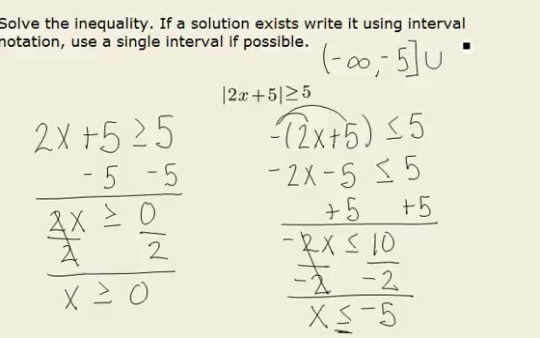And then we have to do the same logic for the other one. We know x can be greater than or equal to 0, so since it can be equal to 0, we'll have a square bracket again, and it can be any value greater than 0, so it can go all the way up to infinity. So our final answer is negative infinity to negative 5 union 0 to infinity.